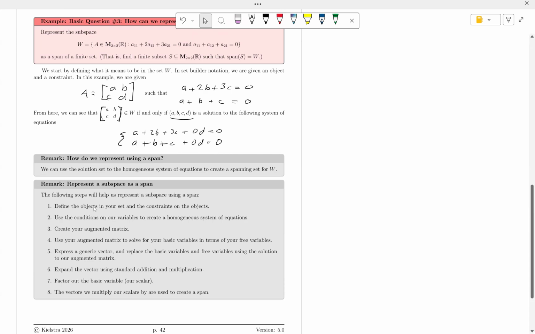We do this by using the following steps. We define an object in our set and the constraints. We use the conditions on the variables to construct a homogeneous system of equations. These first two steps, that's what we'd expect on the quiz this week. Given a set, you can define the object in the set and use the constraints on the variables to construct a homogeneous system, or a system where all of the constants are 0. And then from there, we solve, which we'll learn to do next week.